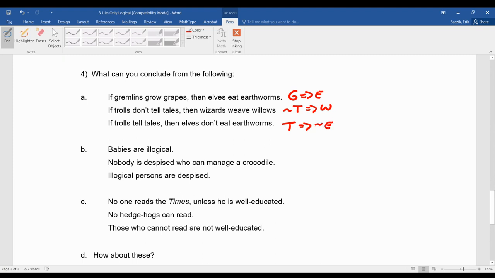So find your starting point. It looks like G and W are mentioned just one time. G is on the left, so let's go with that. If G, then E. We would think of this as if E, then not T. If not T, then W. So by taking the contrapositive of this third one, we can condense this to if G, then W.